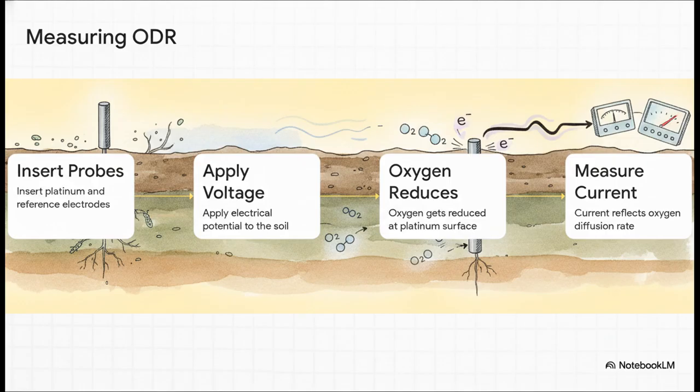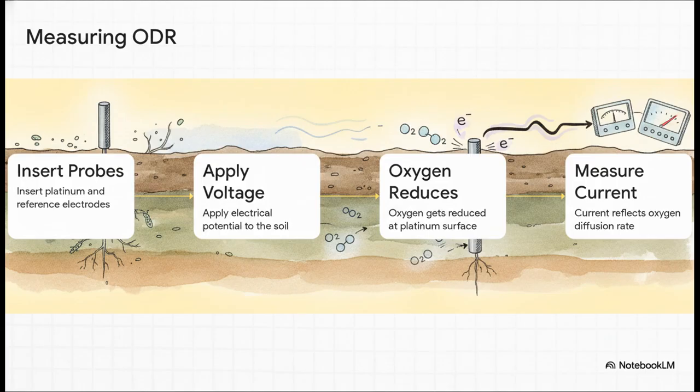Here's exactly how they measure it. The ODR tells us how fast oxygen can be replenished when roots and microbes are actively consuming it. Scientists insert a specialized tool right into the dirt. It has a platinum microelectrode and a reference electrode, both connected to a voltmeter and an ammeter. When they apply an electrical potential, oxygen actually reduces right there at the platinum surface. Each single molecule of oxygen takes up exactly 4 electrons.